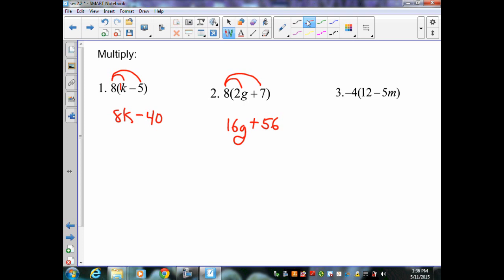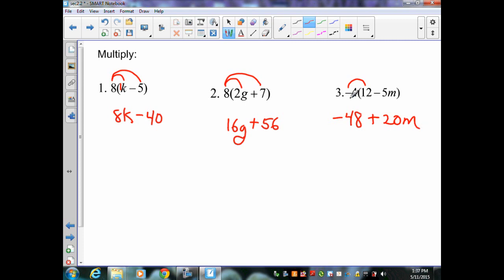Number 3, a negative 4 times 12 minus 5m. Here I'm going to distribute, and I have to know the rules for multiplying integers, which means positive and negatives. Negative times a positive, that's a negative. 4 times 12 is 48. Here, this is a minus sign, but in actuality, that tells me that this is a negative 5. So a negative times a negative is a positive, and that's 4 times 5 is 20m.